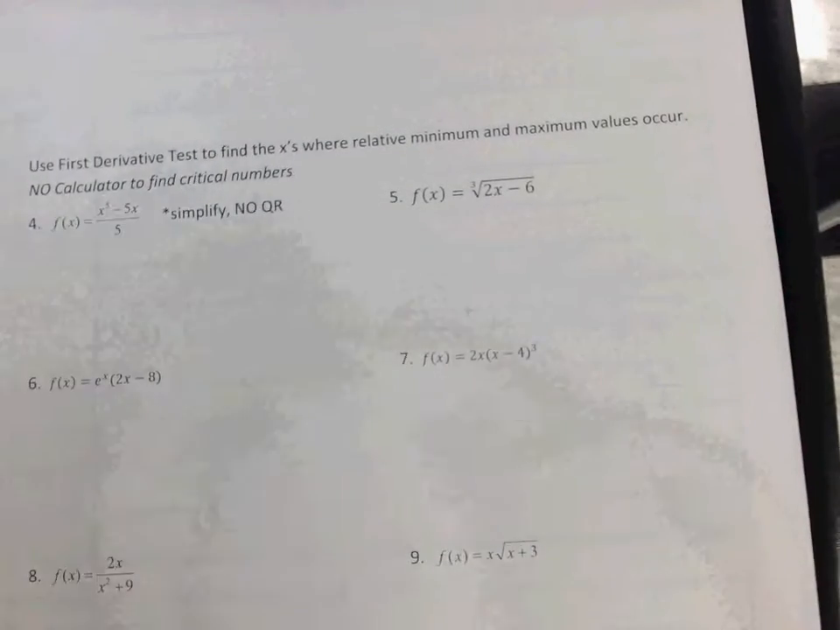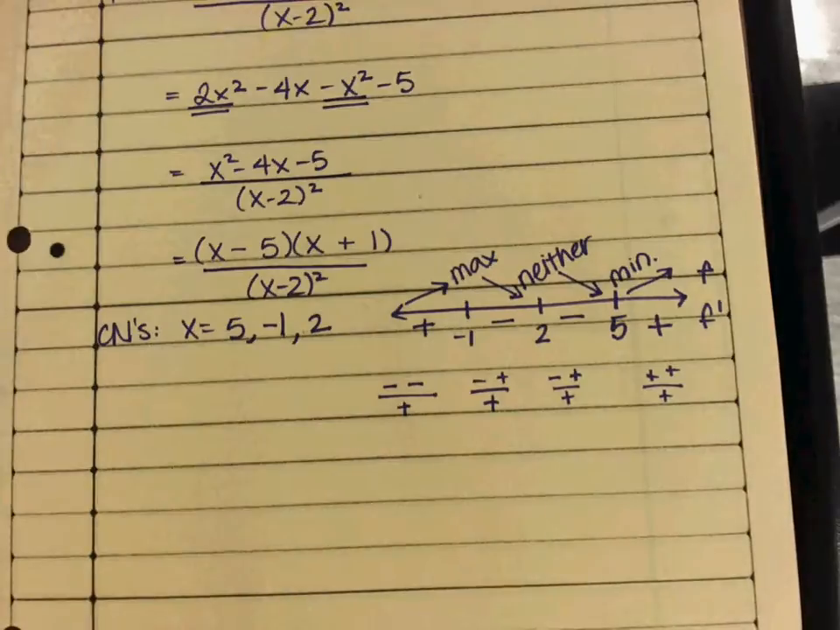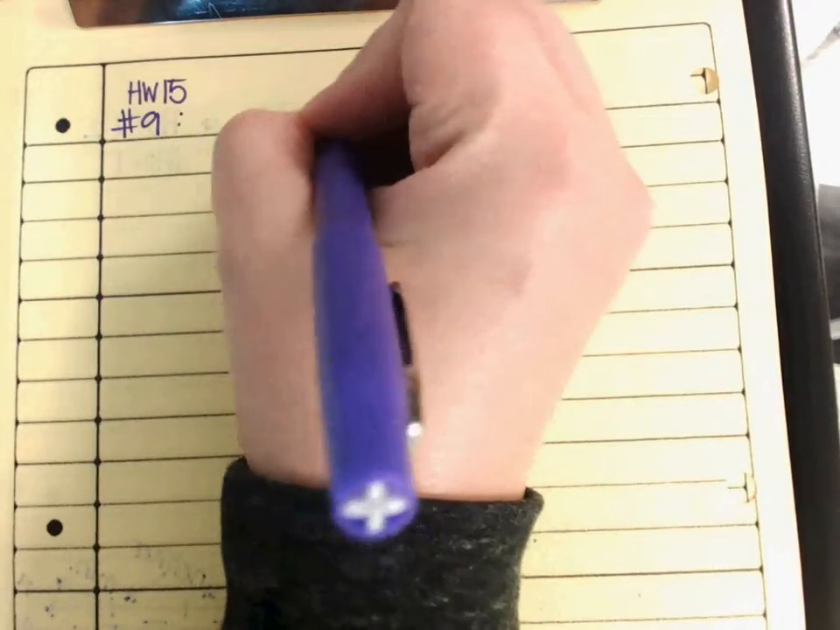Y'all know I write too big to fit it in this tiny little space, so I'm going to write in my notes. If you want to do it in your notes and then copy it over, that's fine. Okay, so it's x times root x plus 3, yeah? Number 9, homework 15. Okay, so it's x plus 3 under square root. So I'm going to need product rule.